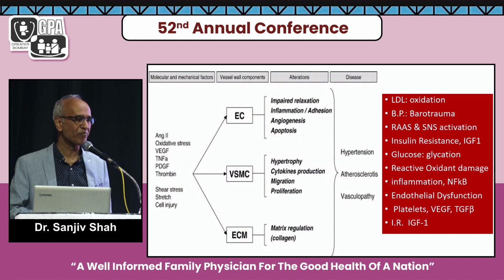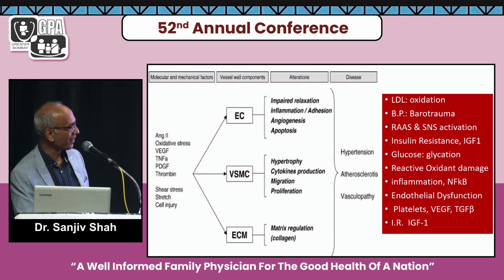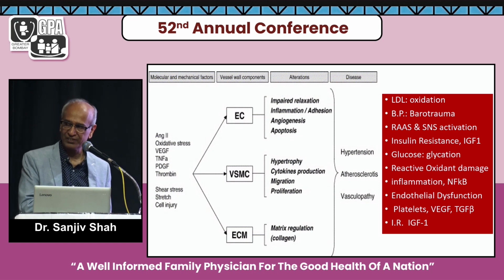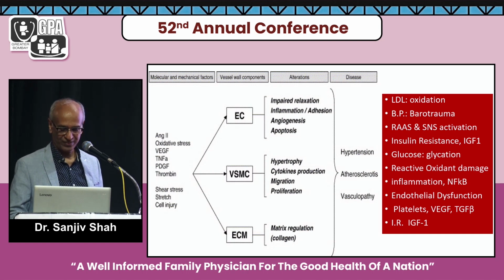Now, how does this vascular damage happen? So I put up here, these are molecular factors, these are vessel wall components, these are alterations, and these are the disease, vasculopathy. Hypertrophy, cytokine and proliferation, vasomotor. This is matrix regulation. With LDL, if it gets oxidized, it will create atherosclerosis. With blood pressure, you have barotrauma. In all these people, diabetics or hypertensives, there is renin-angiotensin, RAS activation and sympathetic nervous system activation. IR, IGF and glycation are glucose-related damage. With obesity, you have inflammation, NF-kappa B and oxidant damage. Endothelial dysfunction is there in all these people. And there are all the growth factors which result in multi-pathway damage.